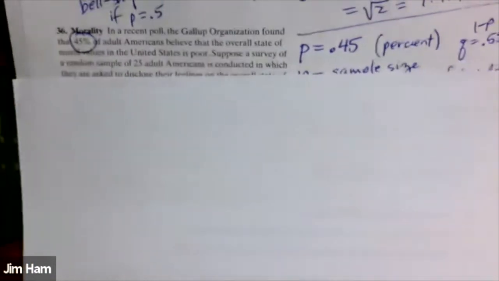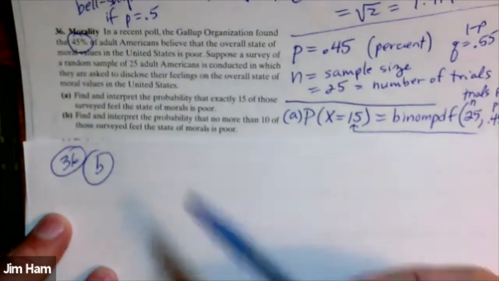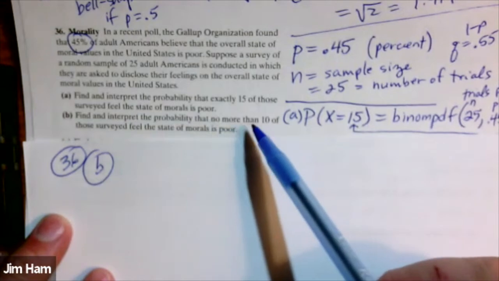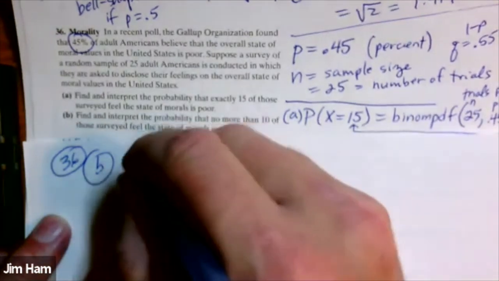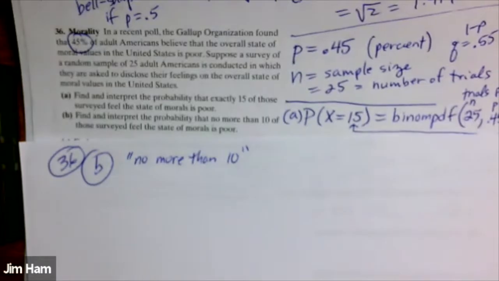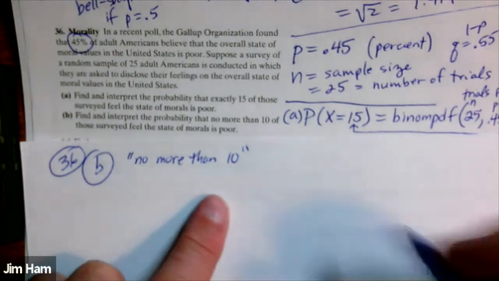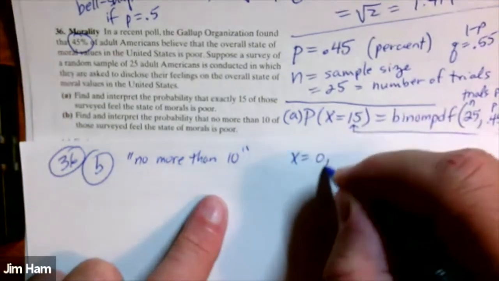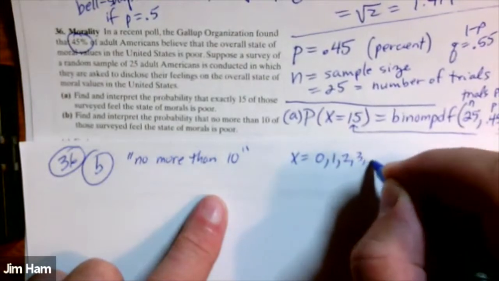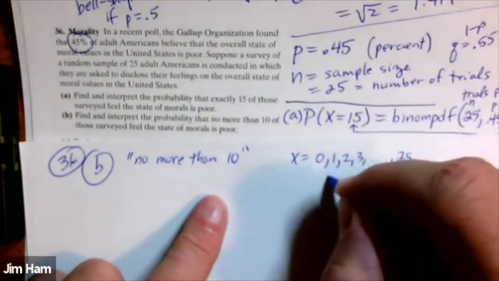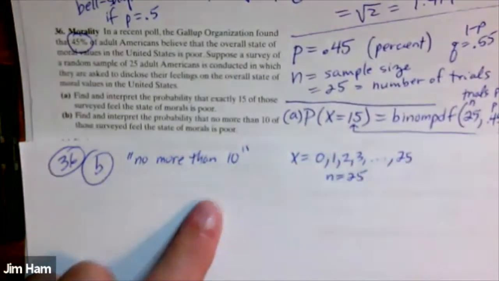B, find and interpret the probability that no more than. Okay, so no more than. We want to translate that into our mathematical symbolism. But what you might want to do first is say, okay, no more than 10. So what values are we talking about? We know that X goes from 0 up to 25 because n is equal to 25 in this problem.